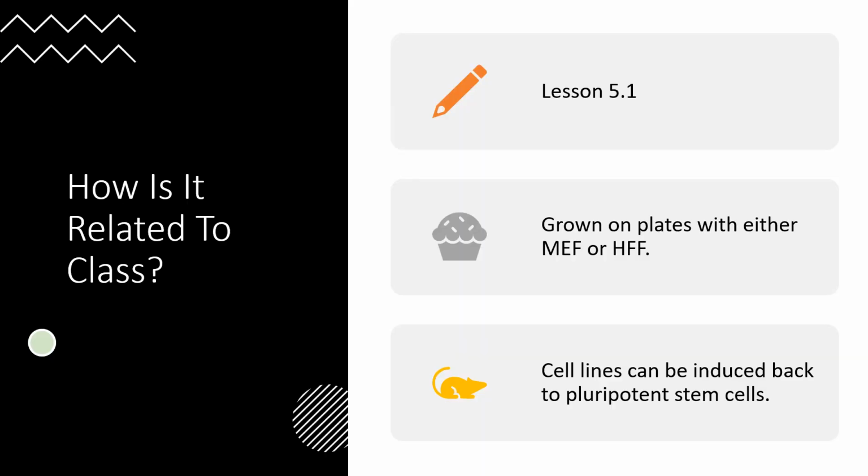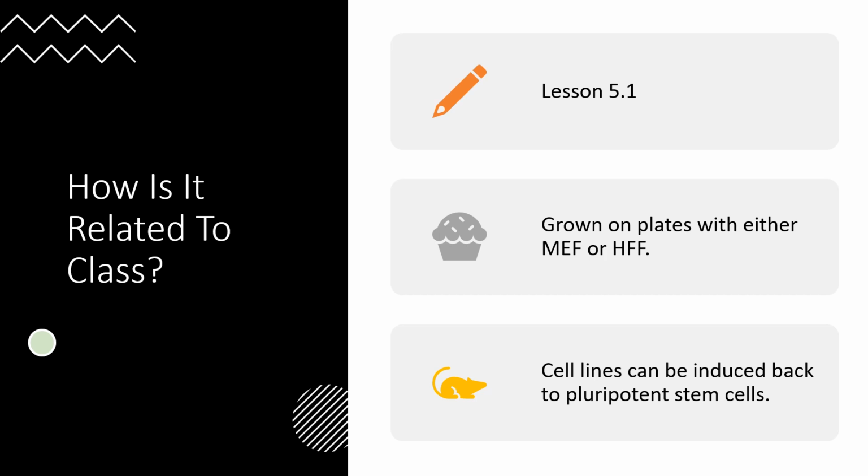Stem cell culture connects to this class with the last lesson, lesson 5.1, where we talked about cell culture. However, there are extra steps. These stem cells need to be stem cells the whole time during the process of culturing. They cannot be differentiated into different cell lines. Firstly, these cells are grown on plates where they usually feed on mouse embryonic fibroblast or human foreskin fibroblast. Along with this, normal cells that are assigned a function such as a skin cell can be induced back to pluripotent stem cells by forcing the expression of genes that are normally highly expressed in these stem cells.